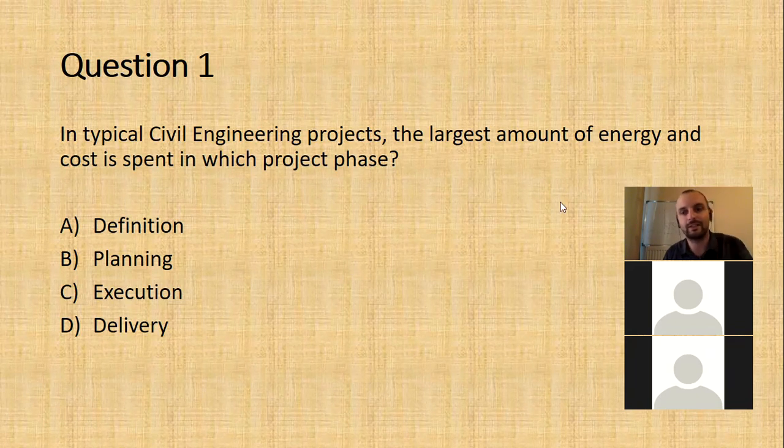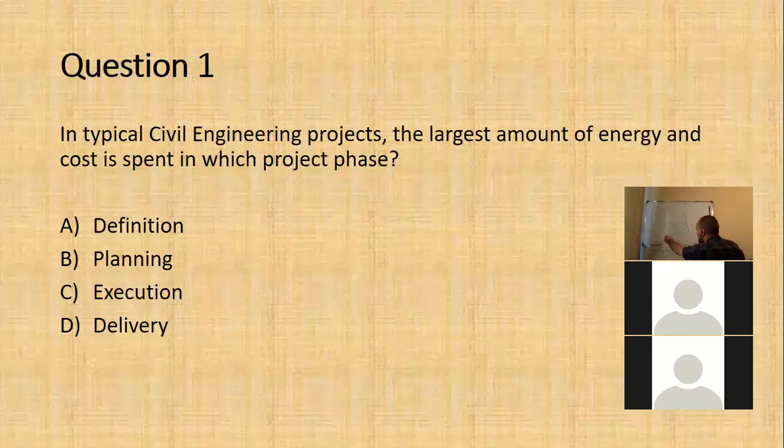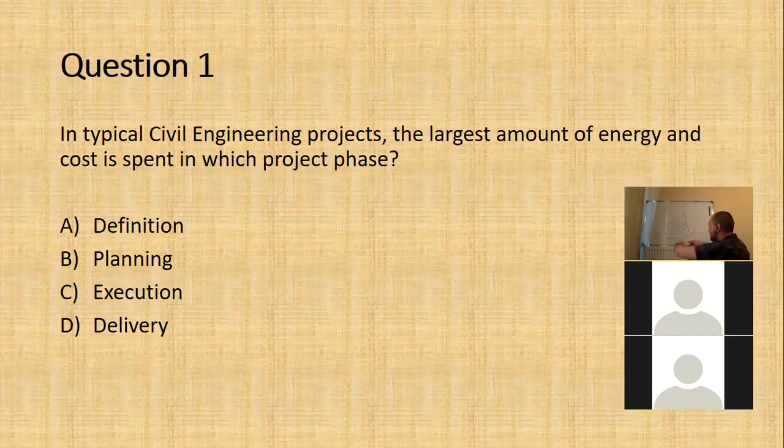So you know how the curve sort of runs like this. Yeah, it goes up. And if that's definition over here, that's planning, and all of this is execution. Even though the planning is quite a long time, the execution in terms of energy and cost, it goes up.